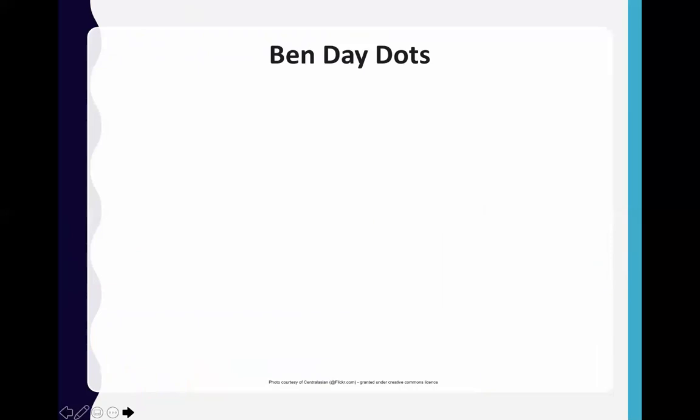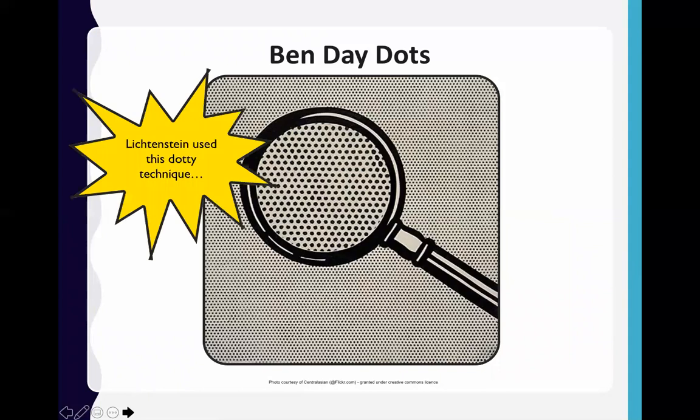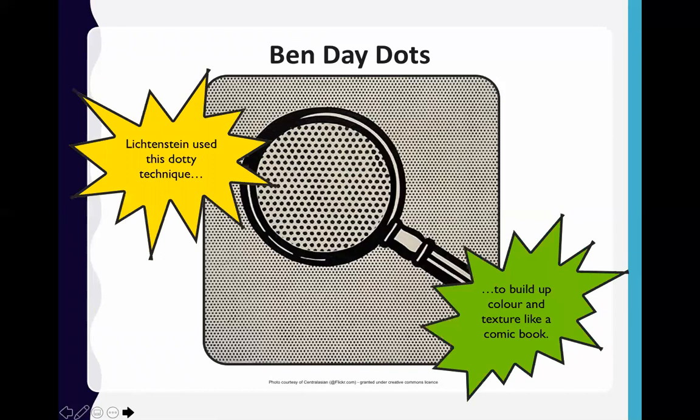So he also uses what we call Ben Day dots. So if you can remember looking back at the mirror picture where he used dots to form a block of colour, this is also the same. This is a magnifying glass. This is a painting of a magnifying glass. And as you can see, it's magnifying the dots. So the dots are bigger, whereas the dots are quite small here. Lichtenstein used this dotty technique to build up colour and texture like a comic book.